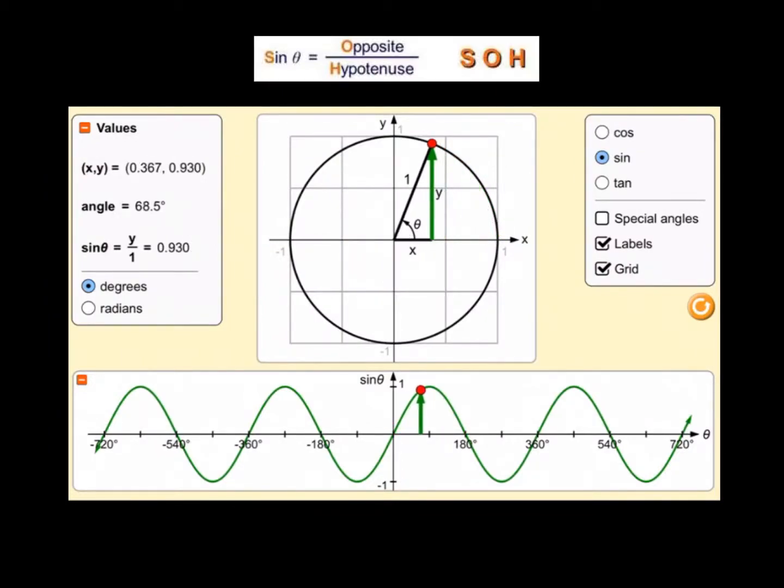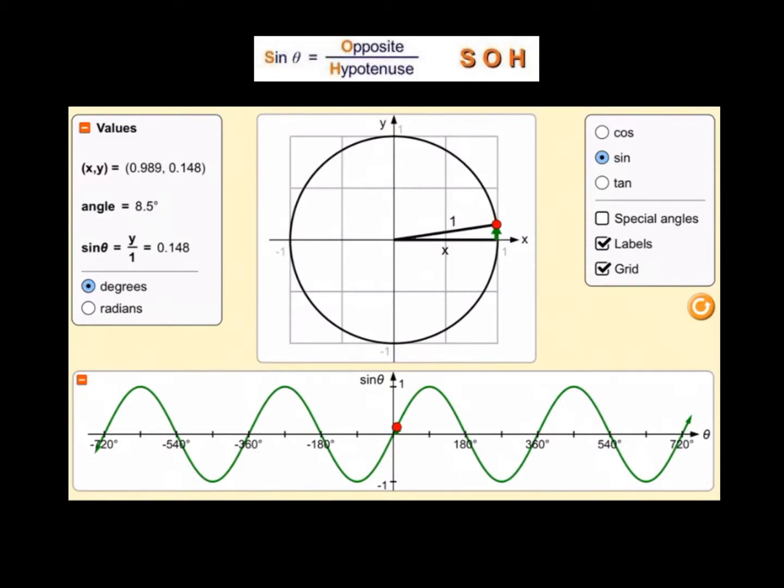Here is the sine function in action, which is the opposite side over the hypotenuse. So here we can see the opposite and hypotenuse to be exactly the same, or 1 over 1, which makes 1. Here's our 30, 60, 90 right triangle where the opposite over the hypotenuse would be exactly half, or 0.5.